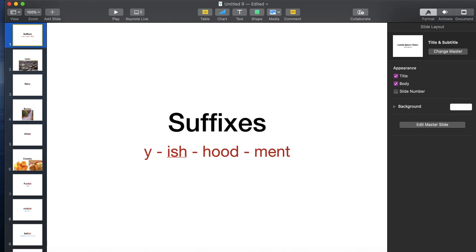Hello, good morning everyone. Today we're going to have a new spelling lesson: suffixes. Now, what are suffixes? Suffixes are a few letters that are added to the base word to change its meaning. They are always the same. When I add one to the end of the word, it changes its meaning. We have the suffixes y, ish, hood, and ment.